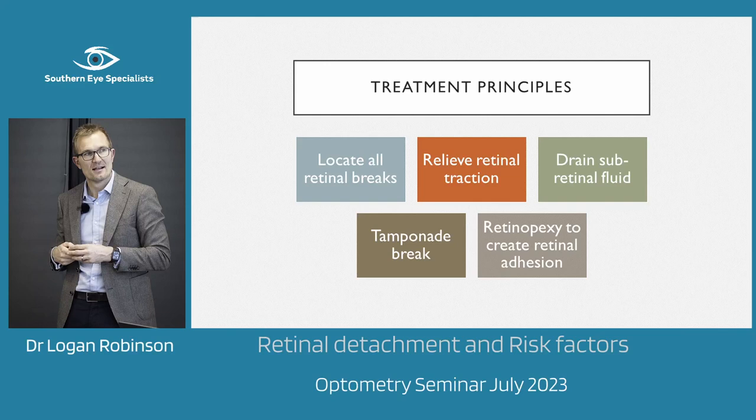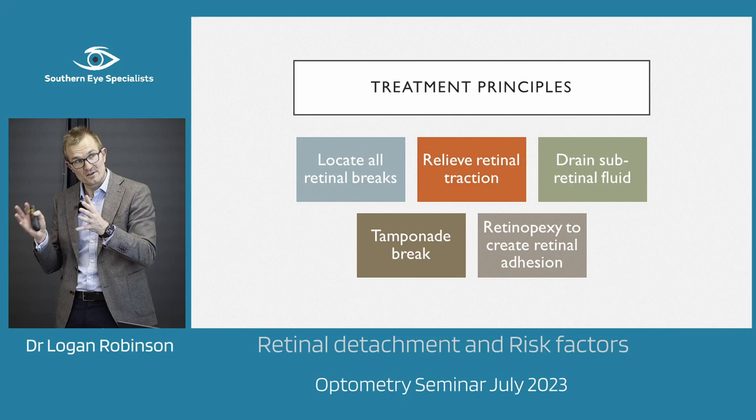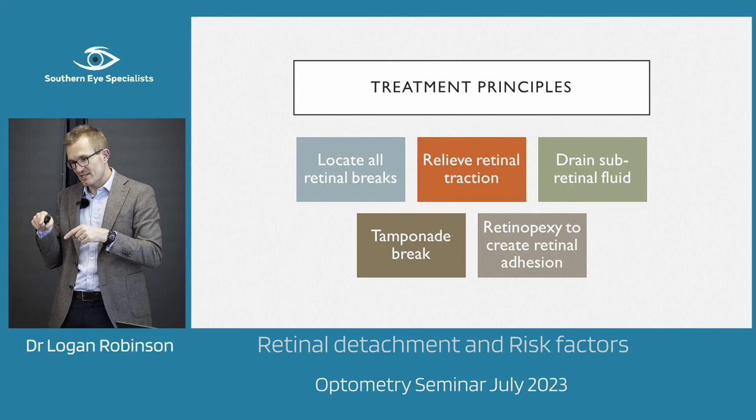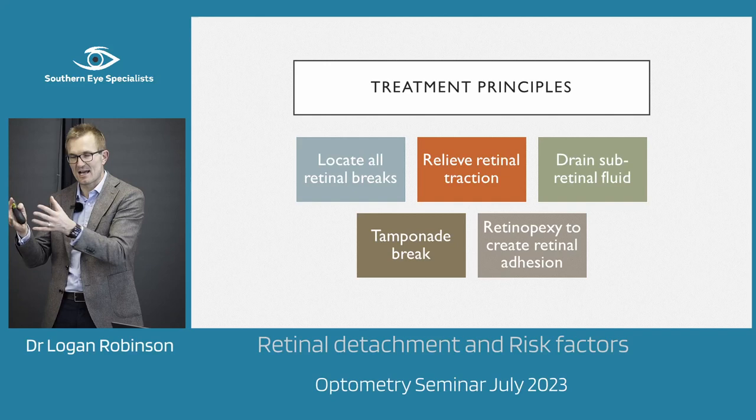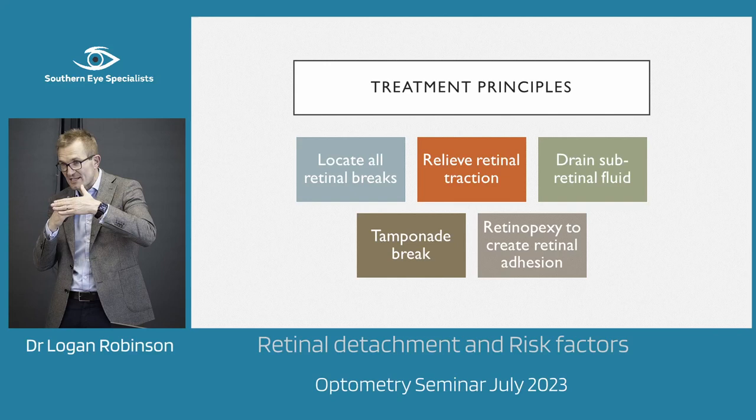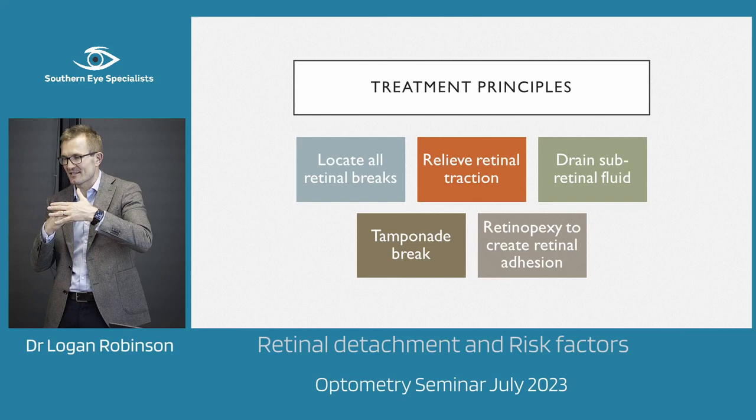You need to relieve retinal traction, not in all of the treatments, and that might be removing vitreous or putting the buckle on. Draining subretinal fluid, so to treat a tear, you can't treat a tear directly with subretinal fluid around it, the laser doesn't take up, so you need to get rid of that fluid first. Tamponading the break, not all of the treatments do that, but they all have some sort of retinopexy to create that adhesion and scar. So essentially you're sticking the retina down onto the RPE, and there's that potential space in the subretinal space where the fluid can sneak through, and you're trying to obliterate that by creating a scar there and sticking it down so that fluid can't sneak through. So all of them do that to some degree.